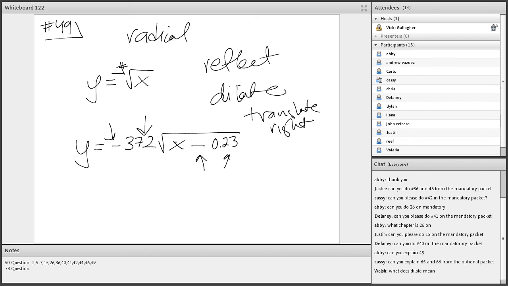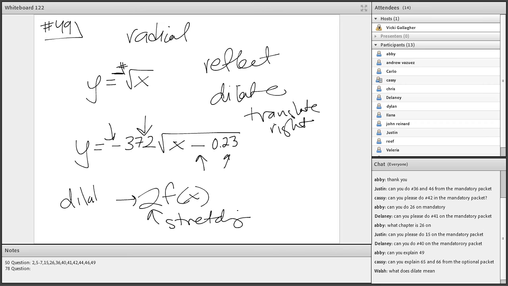Dilate means makes it bigger or smaller, and it doesn't specify which one. In my class, we were also using the words stretch and compress. Anytime there was a number being multiplied at the very beginning of the problem, like a 2f of x, I told my students to call this stretching. That's more specific, but if you want to be more generic, it's called a dilation. Anytime you change the size of the graph, it's called a dilation.